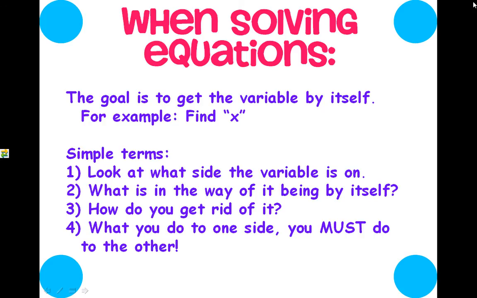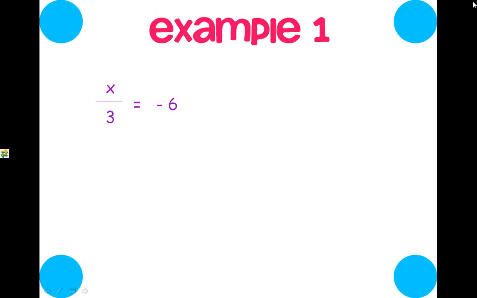In simple terms, you're going to first look at what side the variable is on. What is in the way of that variable being by itself? How do you get rid of it? And remember, when you do that, what you do to one side, you must do to the other. So look at example number 1.